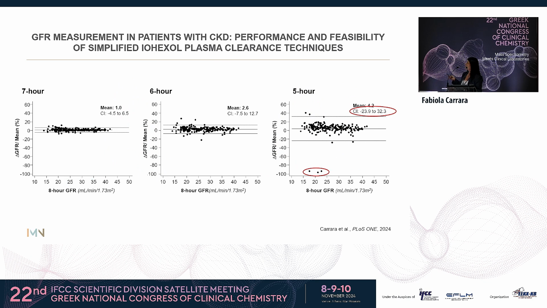In the phase B study, we compare our reference method, 8 hours, with 7 hours, 6 and 5 hours. So we plot the reference against the mean percent error, and if two methods are in agreement, the mean percent error clusters near 0. So this is okay, but we can observe that the error increases in parallel with the abbreviation of the procedure. In particular, at 5 hours, we have some patients with very unreliable results. So we conclude that we can simplify the procedure up to 6 hours.